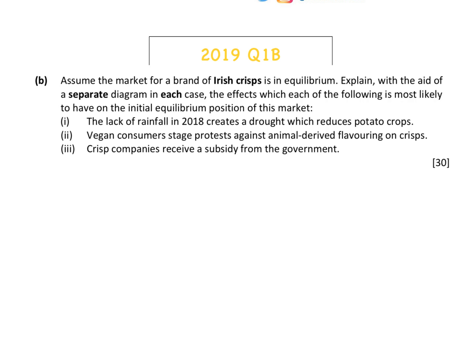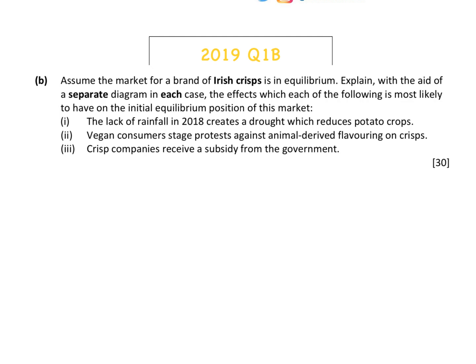Okay, so this next question is actually from the old course from 2019, but I put it in because it's quite relevant and it's good practice. Still the same types of questions are coming up again, and part C is relevant enough at the minute in terms of rent controls, so I think it's well worth having a look at. So for this question, you're asked to assume the market for a brand of Irish crisps is in equilibrium. Explain with the aid of a separate diagram in each case the effects which each of the following is most likely to have on the initial equilibrium position of this market.